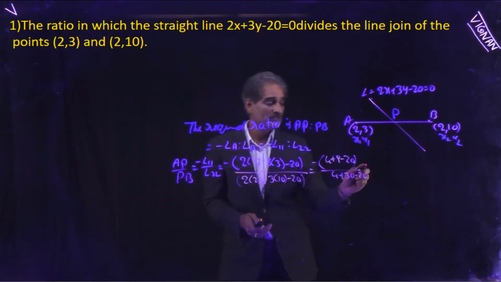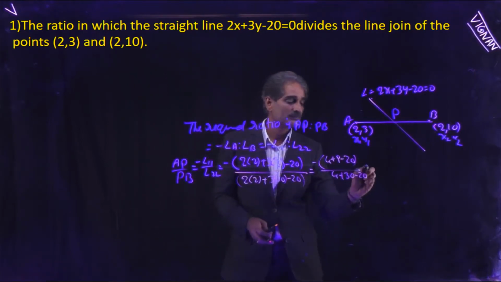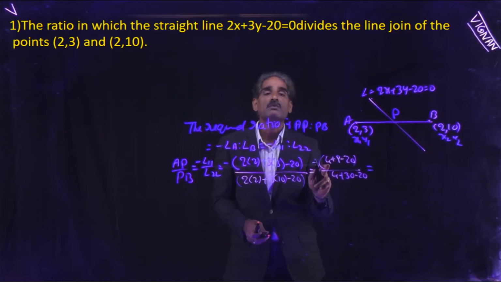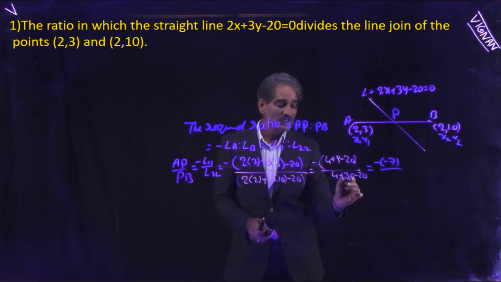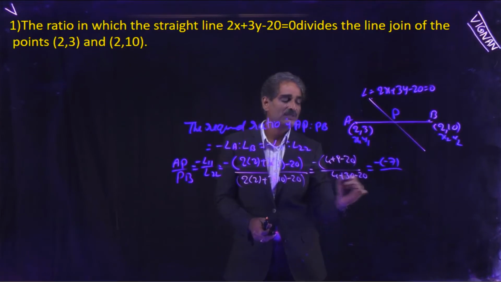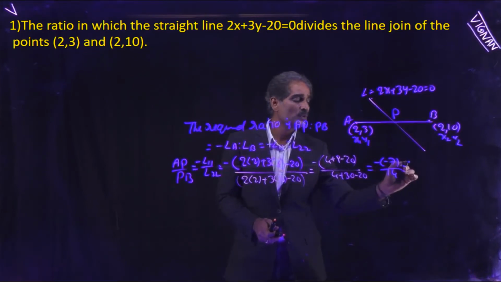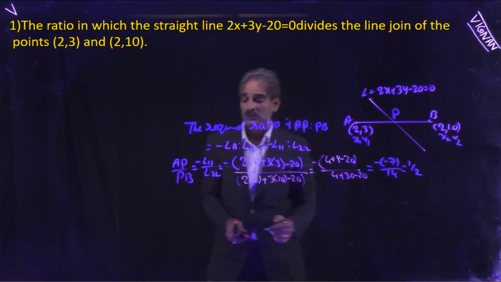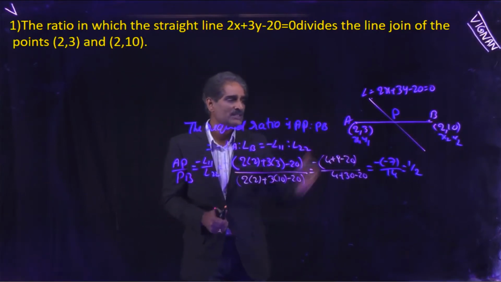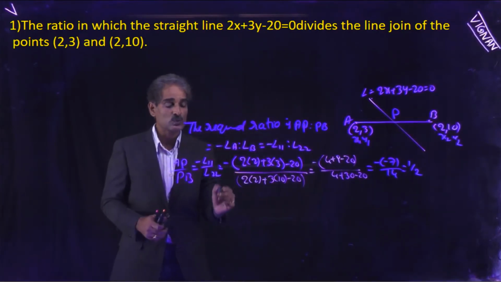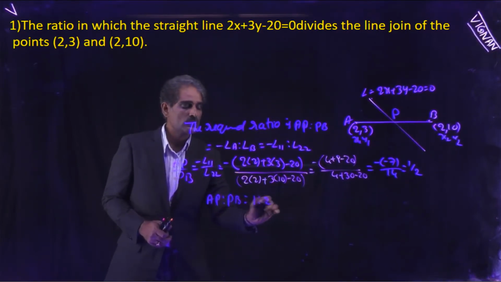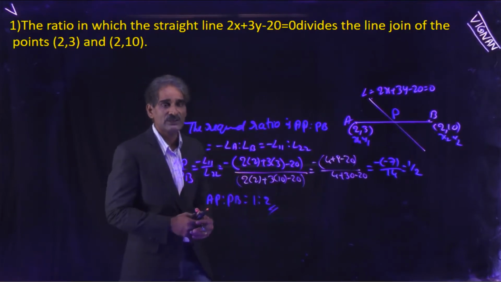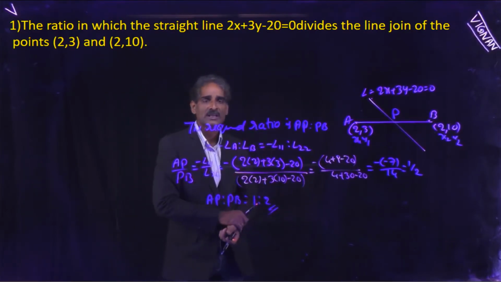So this is nothing but 9 plus 4, 13, 13 minus 20, minus 7, minus of minus 7 by 30 minus 20, 10, 10 plus 4, 14. This is equal to 1 by 2. Now the ratio in which the line divides the line segment joining A and B is 1 is to 2. Now AP is to PB is equal to 1 is to 2. This is how to find the ratio in which the line divides AB.